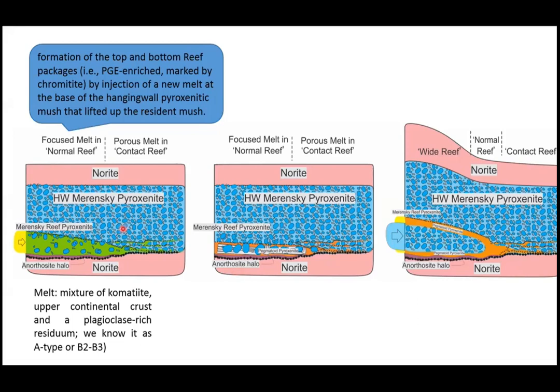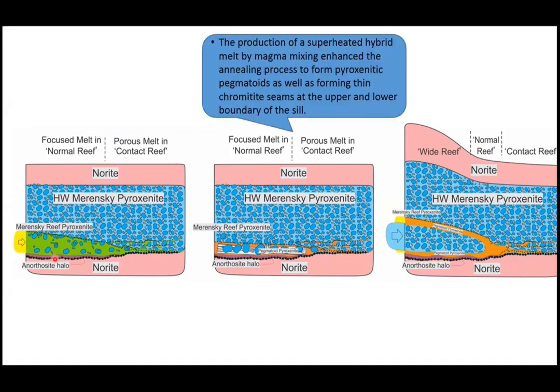After the emplacement, after having one normal polycentric mesh, there would be the formation of the top and bottom reef package by injection of a new melt into the base of this polycentric mesh. And then there is the production of superheated hybrid melt by magma mixing that enhanced the annealing process to form polycentric pegmatites, also forming chromitites at the upper and lower boundary of the mesh. These pegmatites are known as normal reef facies.